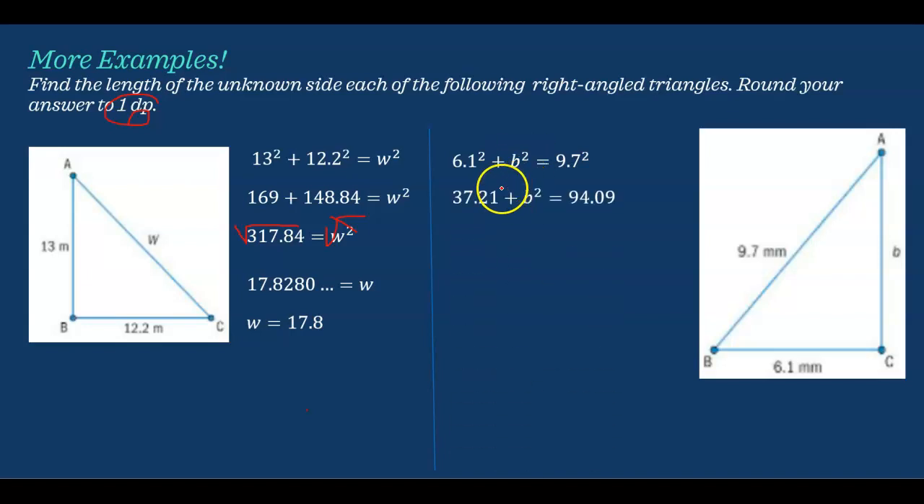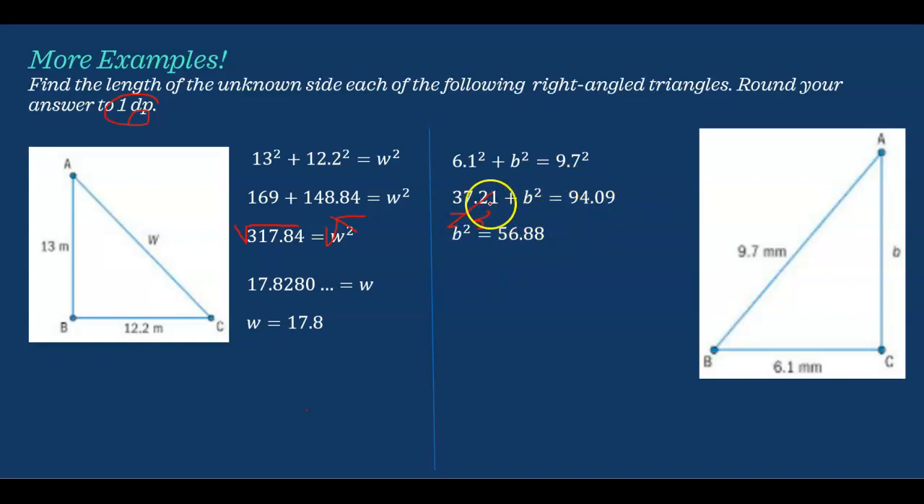So what you do is first you can figure out what these numbers are. So 6.1 squared is just 37.21. 9.7 squared is just 94.09. Now we want to get b by itself. So since we're adding 37.21, we're just going to subtract that from both sides. So we're just subtracting it. That'll cancel out.